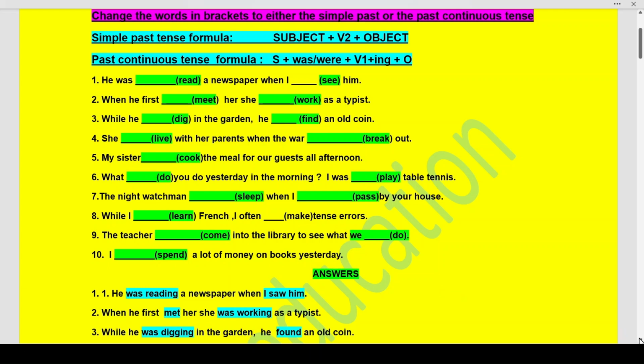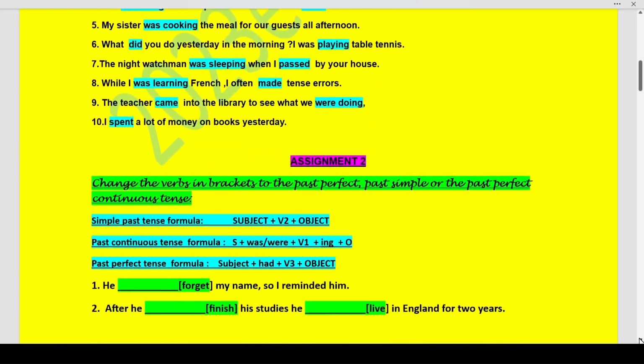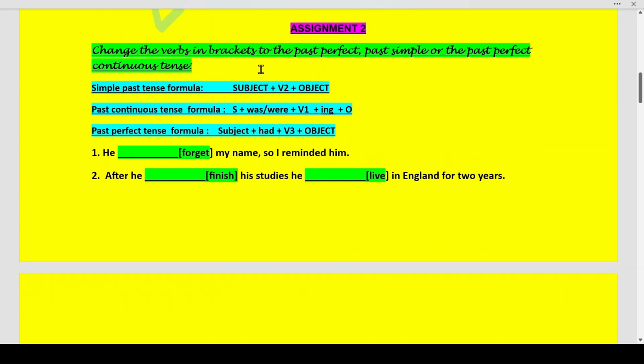Answers are given for you students. Please first attempt it on your own and then refer to the answers given. Next, we will do assignment number 2. Change the verbs in brackets to the past perfect, past simple, or the past perfect continuous tense.